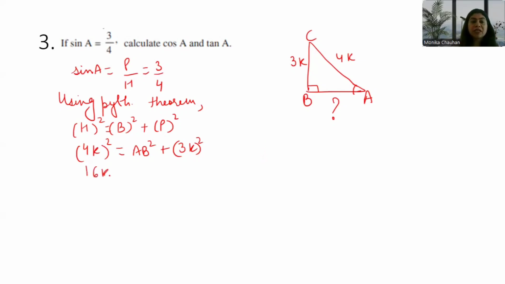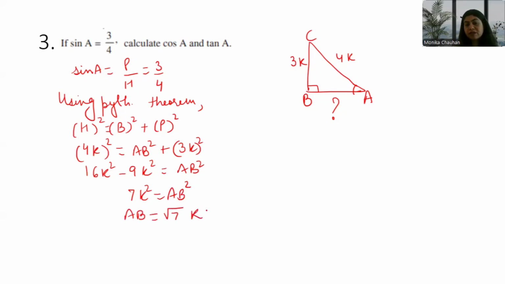So it becomes 16K square minus 9K square is equal to AB square. Obviously, this will go to the other side, so it becomes minus. So it becomes 7K square is equal to AB square. Now, to find the value of AB, it will be the square root of 7, and this K will be outside. Square and square root cancel out. So you have root 7K.